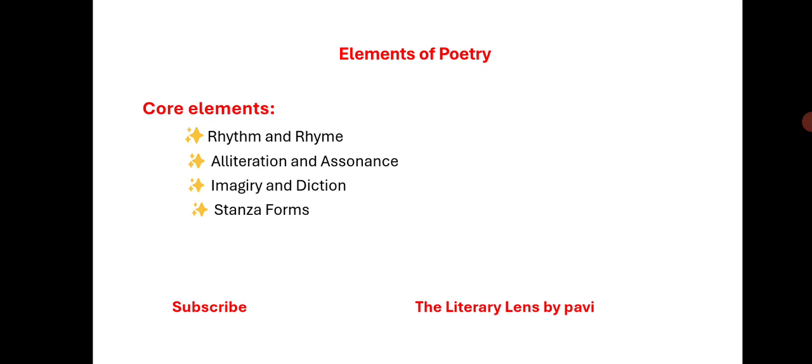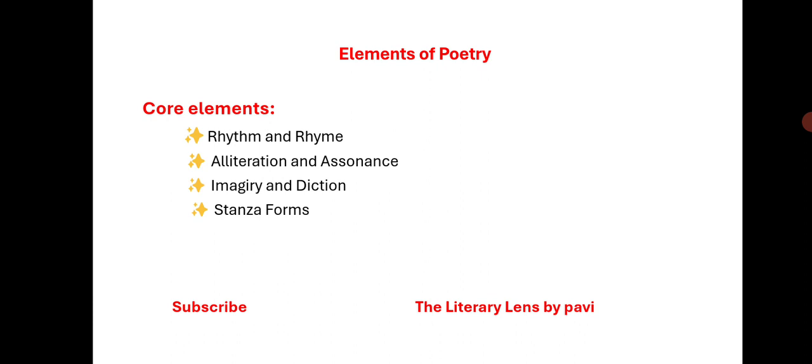First one is rhythm. It is the beat of a poem. Rhyme. It is a repetition of sounds. Alliteration and assonance is using similar sounds and words. Next, imagery. Imagery creates a visual effect in the reader's mind. Diction is the choice of words for a particular kind of poetry.